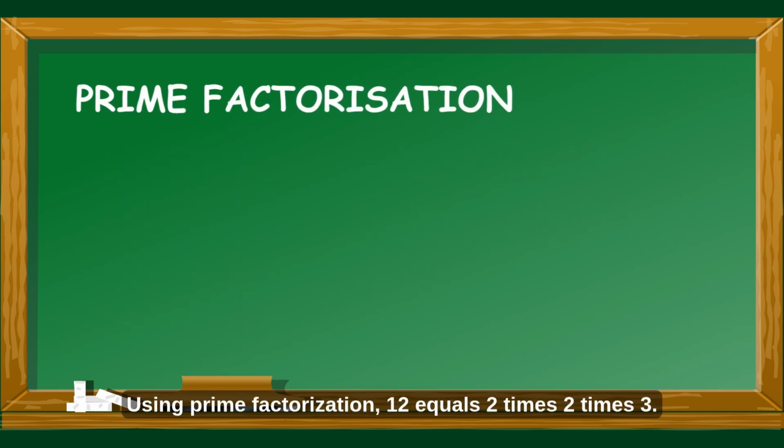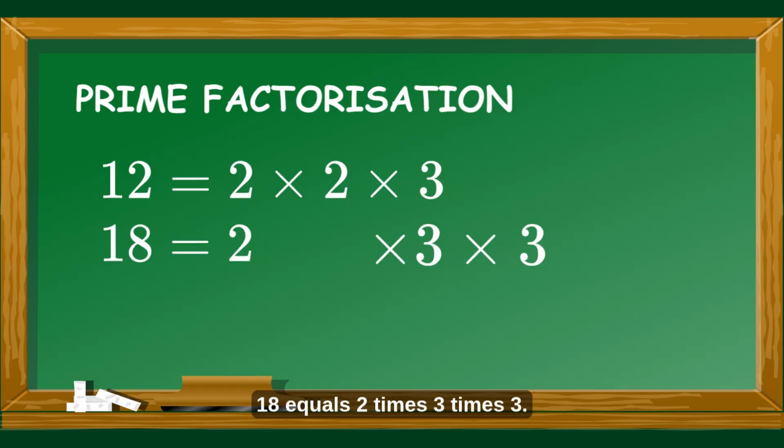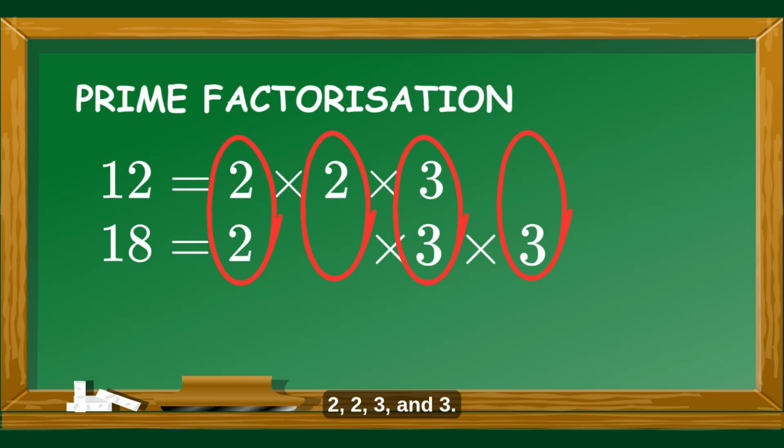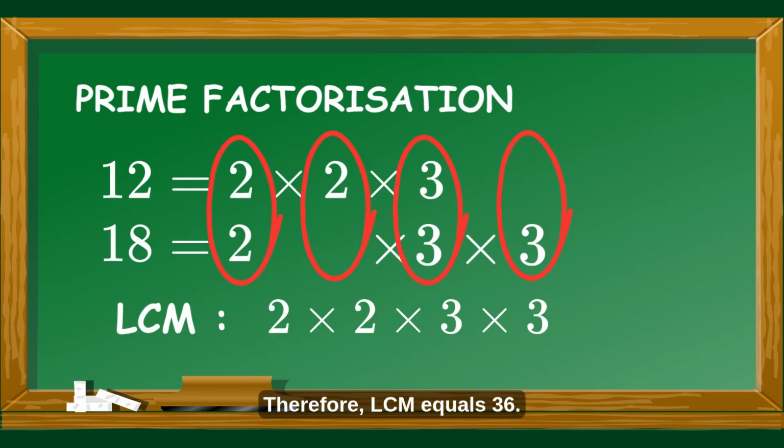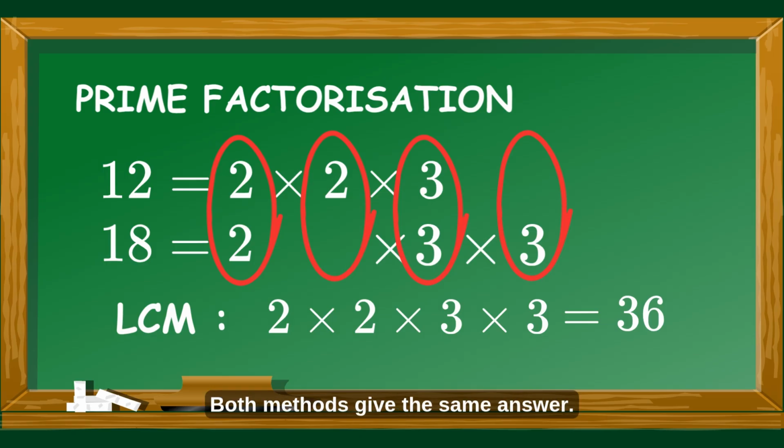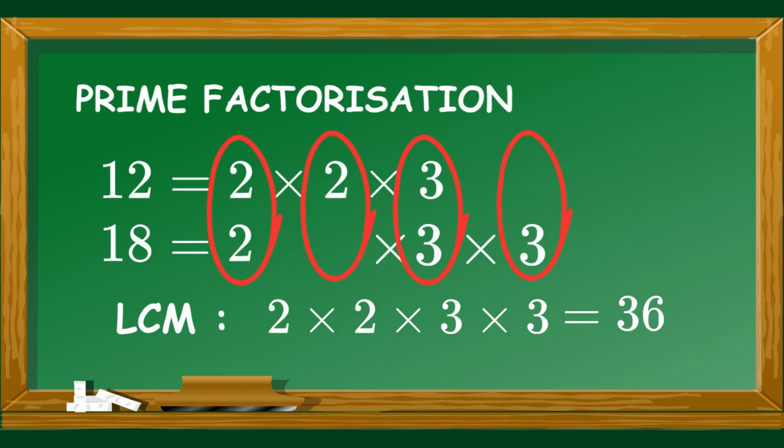Using prime factorization, 12 equals 2 times 2 times 3, and 18 equals 2 times 3 times 3. We take all the prime factors needed, 2, 2, 3, and 3. Therefore, LCM equals 36. Both methods give the same answer.